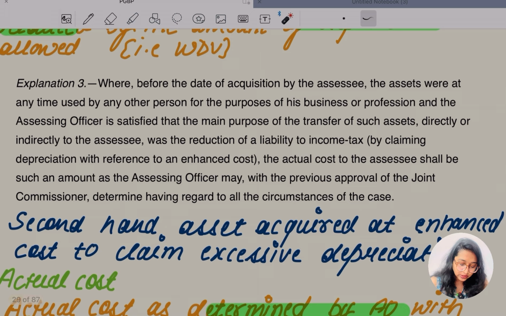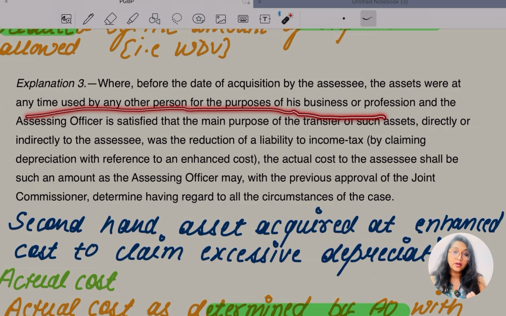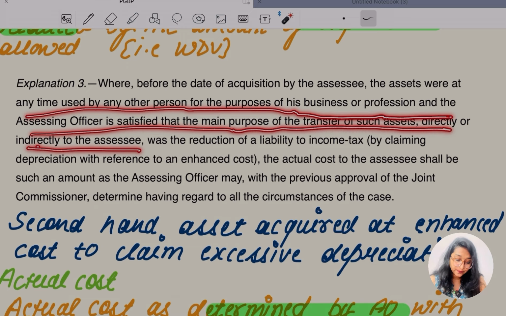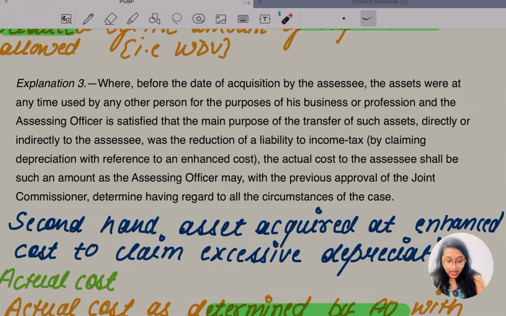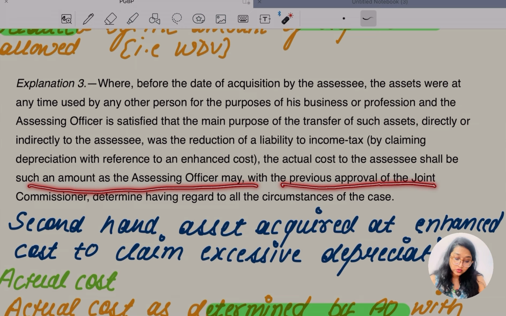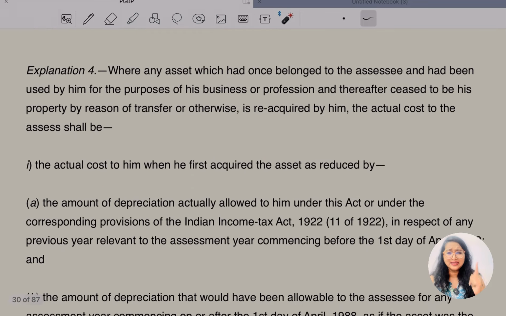So where before the date of acquisition by the SSE, the asset was at any time used by any other person for the purpose of his business or profession, and the assessing officer is satisfied that the main purpose of transfer of such asset directly or indirectly to the SSE was the reduction of liability to income tax by claiming depreciation with reference to the enhanced cost, then the actual cost to the SSE shall be such amount as the assessing officer may, with the previous approval of the joint commissioner, determine having regard to all the circumstances of the case. इतनी बात समझ में आ गई ना?